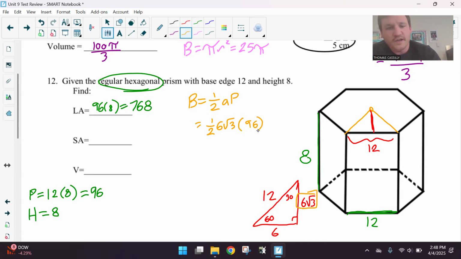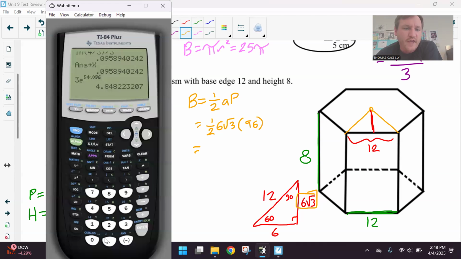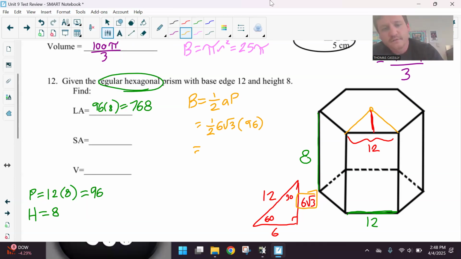All right, and you can again throw all of that in your calculator. I know I say that a lot, but here's what I mean by that. Throw everything except for that square root of 3 in there. So if I do that, I have 1/2, I'm just going to say 0.5, times 6 times 96. That's what I want to put in my calculator. I don't want to put the square root of 3 in there. So this is 288.